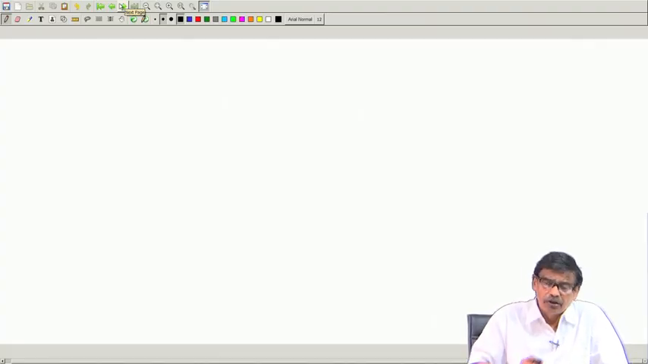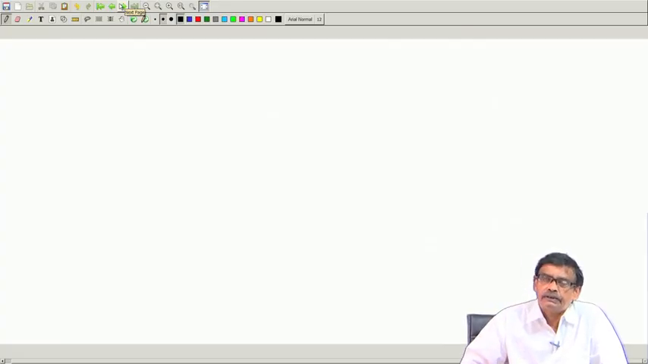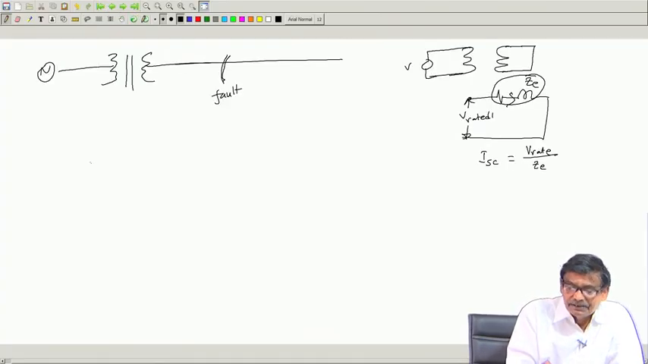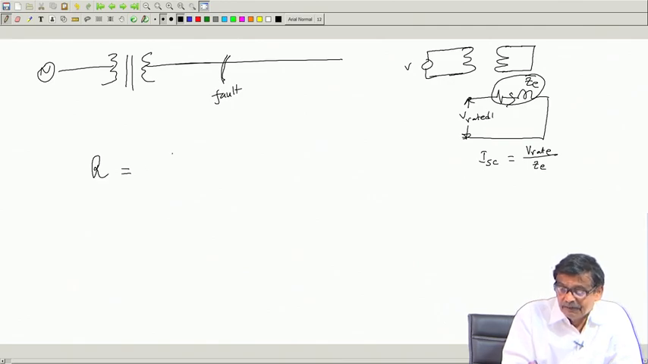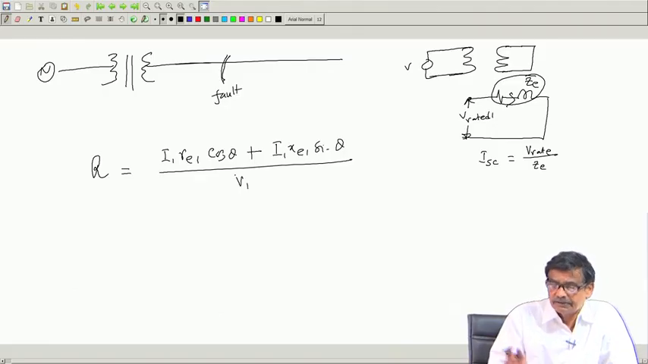Now, solve a lot of problems as I told you, from open circuit, short circuit test, then efficiency of a transformer and how to calculate regulation. But the last word about regulation I must tell you is that if you look at the regulation formula, it was nothing but I1 Re1 cos theta in terms of primary side plus I1 Xe1 sin theta divided by V1 rated voltage, is it not, that is the thing.